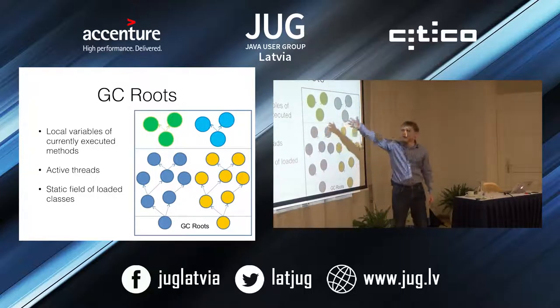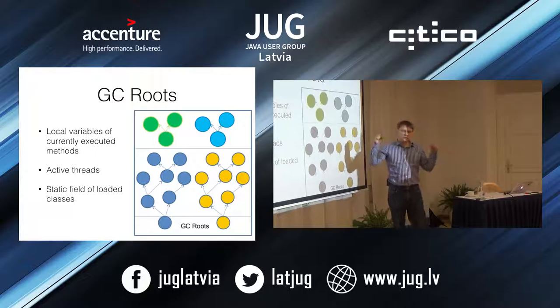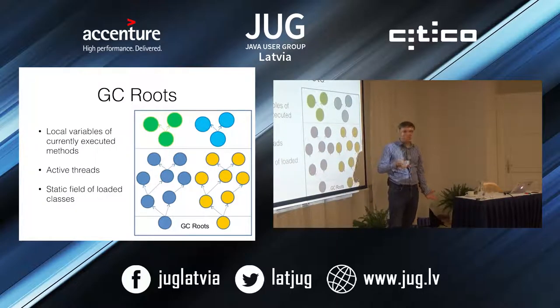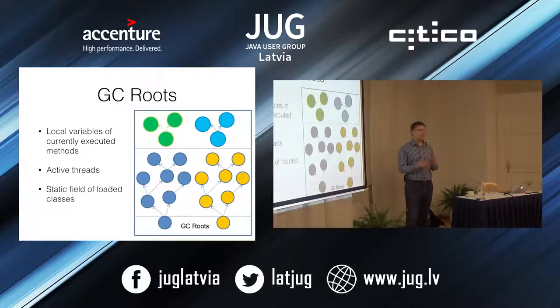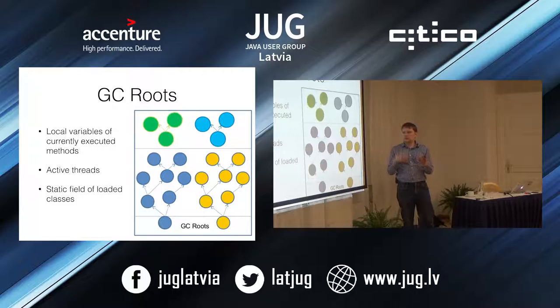So the GC roots are local variables of currently executed methods. All of the threads, all of the active methods, all of the pointers to objects in the heap are considered to be alive. Active threads themselves, because threads are objects, and static fields of loaded classes. So that's the favorite place where you have memory leaks. If you have a static variable and you have some map or list or data structure which is growing over time, it will not be garbage collected at all, never, unless some special circumstances occur, let's say. That's why it's discouraged to have anything except simple variables like strings or integers as static fields.